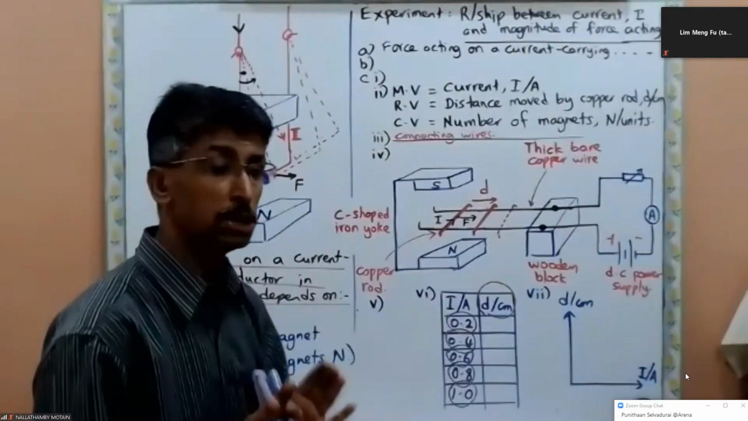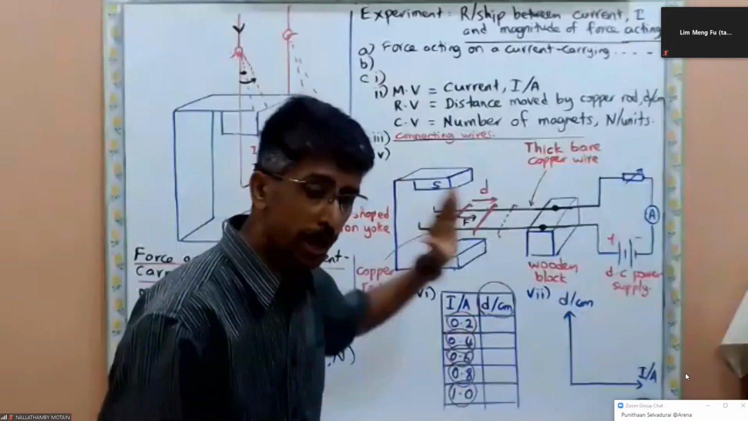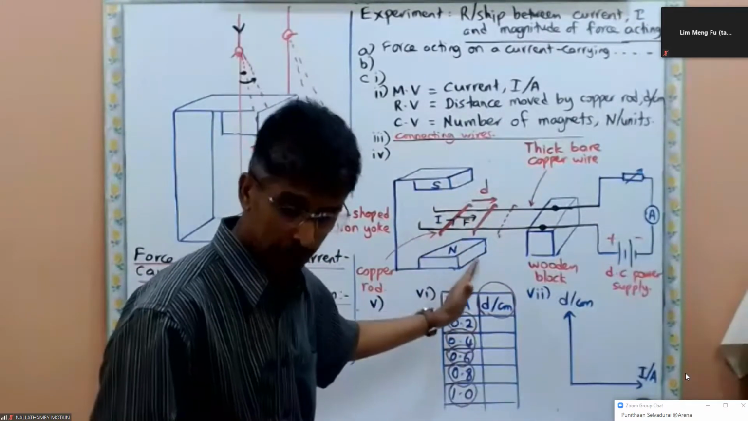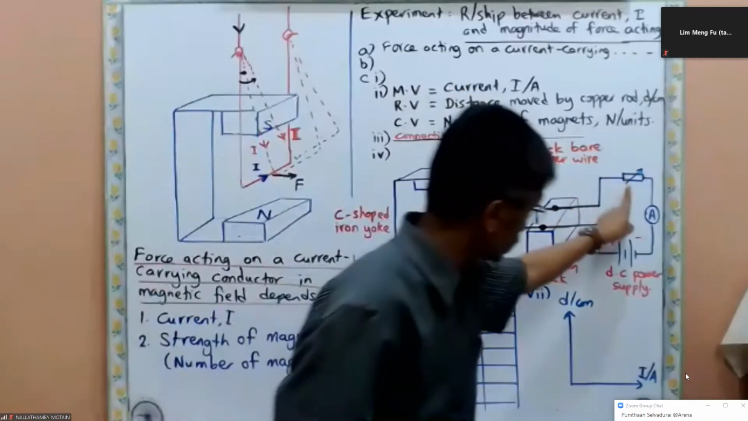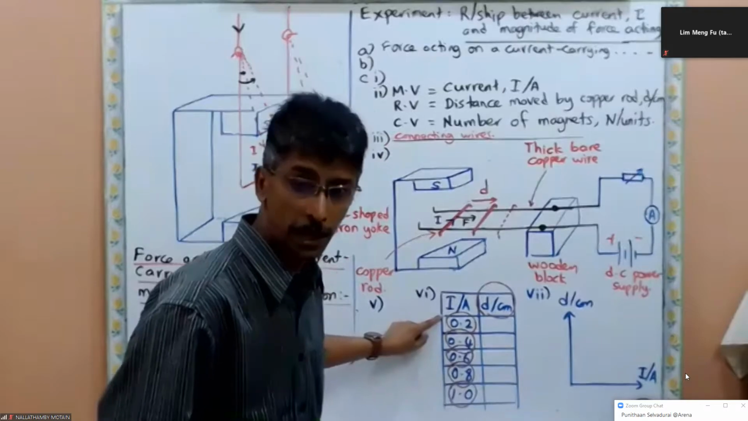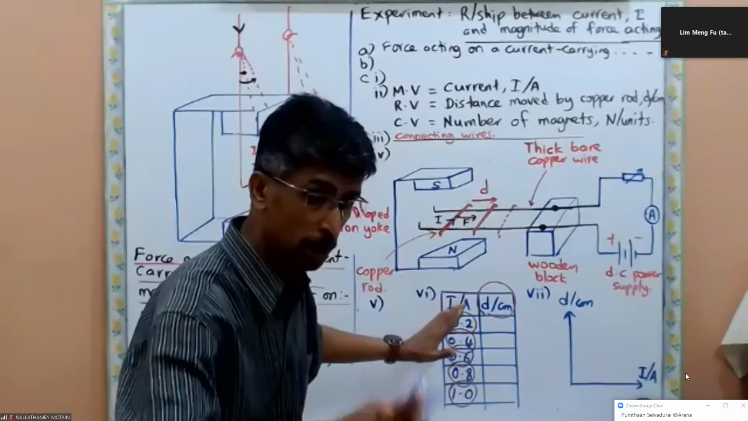Okay, listen first. What you need to do is arrange the apparatus as shown in the figure. Then you have to adjust the rheostat until the current flow becomes what? 0.2 ampere. Okay, current flow becomes 0.2 ampere. Wait, later I'll tell you.